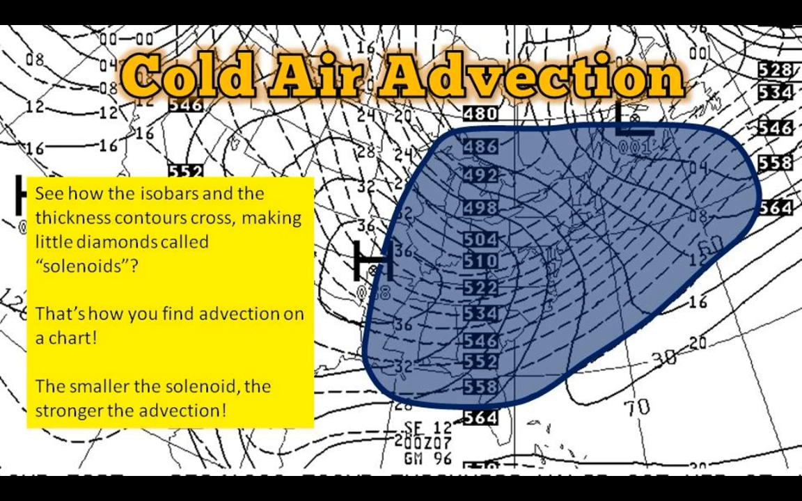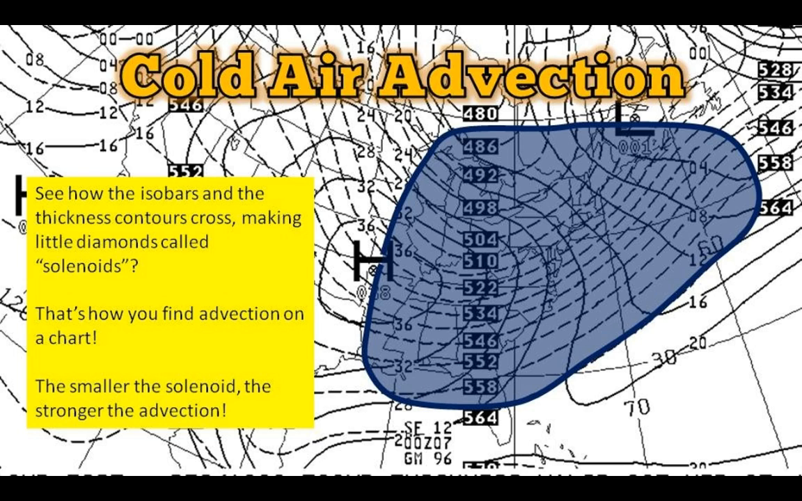Anytime you have a wind blowing across contours like that, you're going to be making these little boxes, these little diamonds on here that are called solenoids. See how there's all these little diamonds on here? These little diamonds are called solenoids. Anytime you have a whole bunch of those little diamonds out there, you should be thinking about advection.